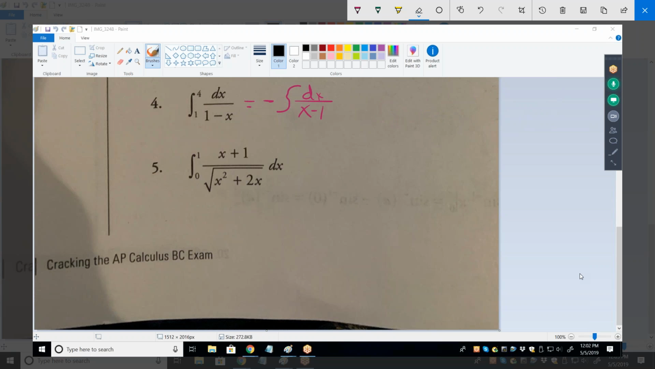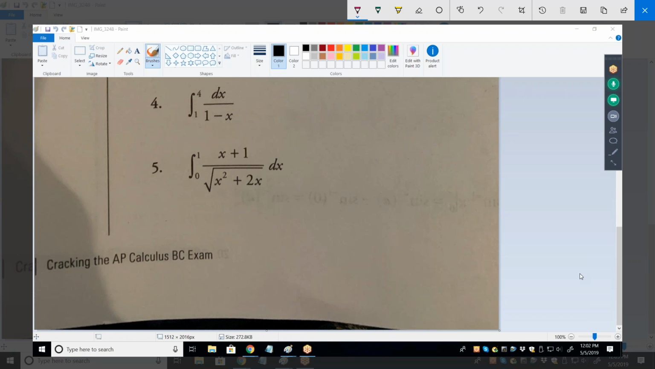And that way, you don't have to deal with any chain rule implications of saying that that's the natural log of x minus 1. You still get minus natural log of x minus 1, and that can be changed into natural log of 1 over x minus 1. Right. Same thing.